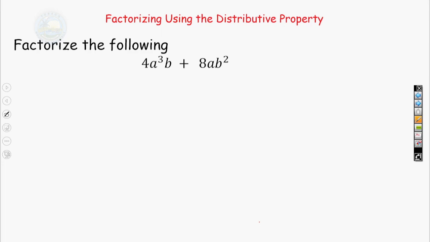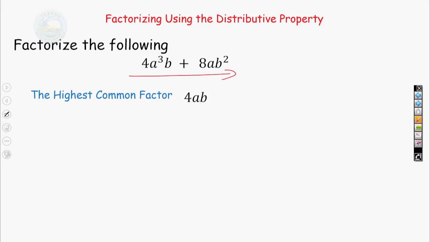According to our steps before, scan the expression. We're scanning the expression. Determine if a common factor exists. Looking at this expression here, is there a common factor? You're correct, we did some of that before. There is a common factor. What is that common factor? And more so, what is the highest common factor? The highest common factor is 4ab.